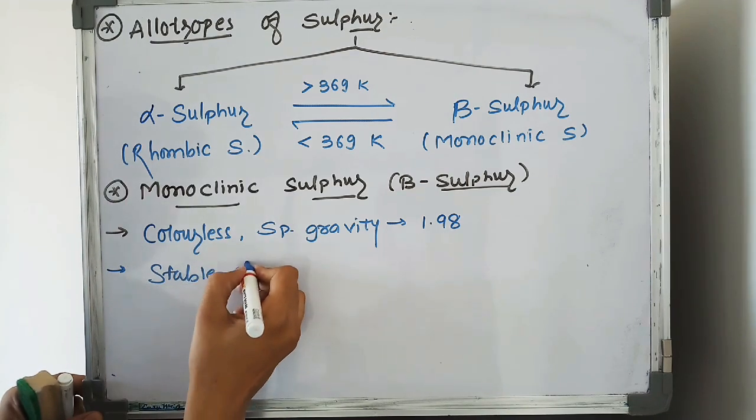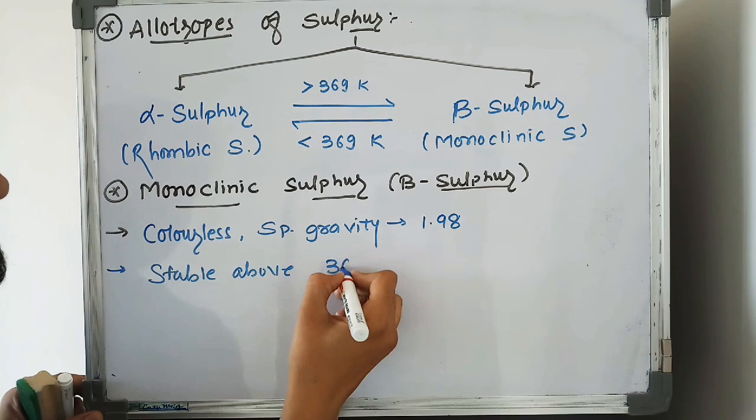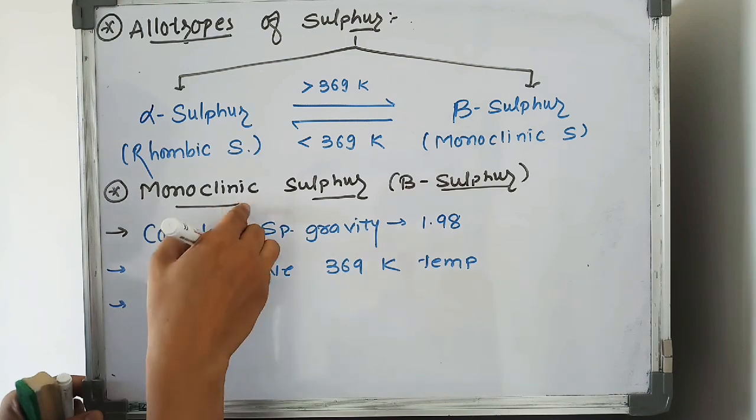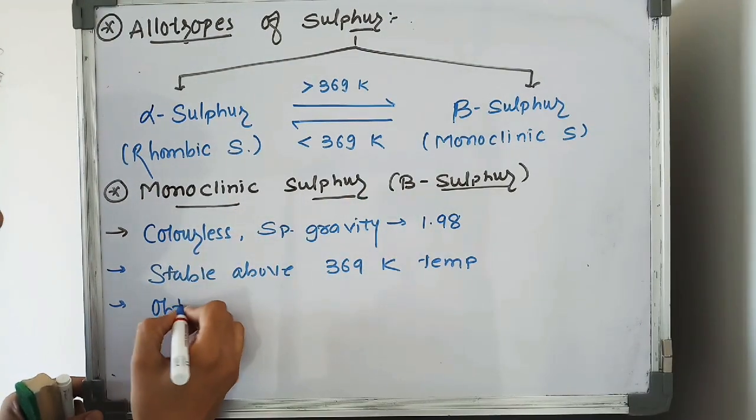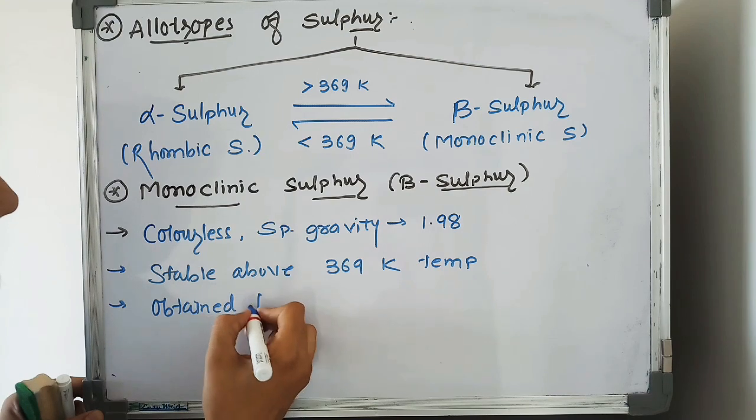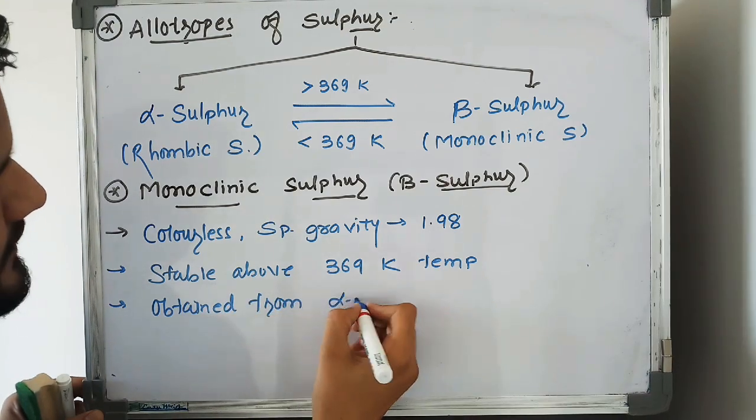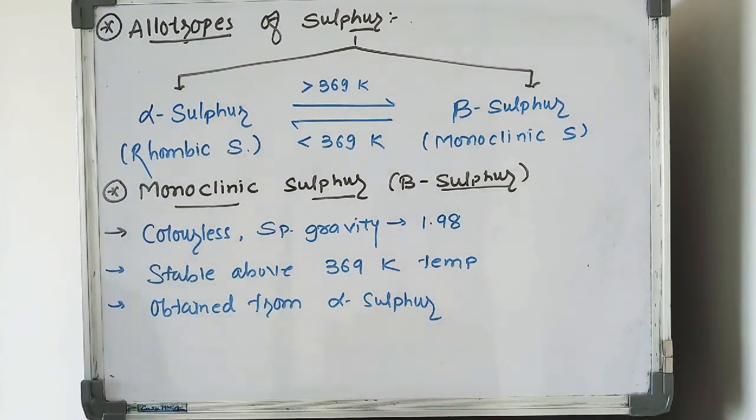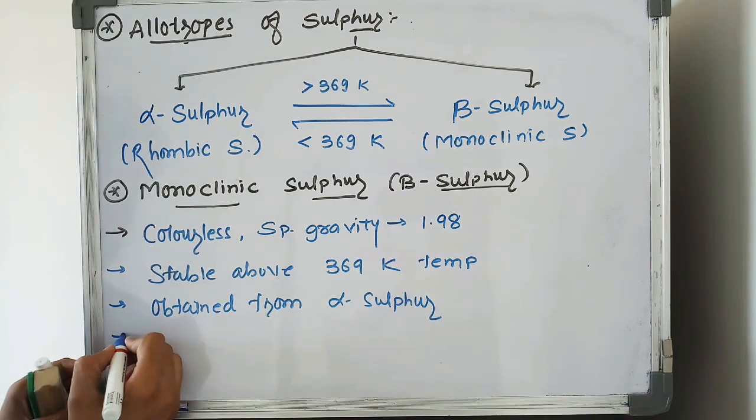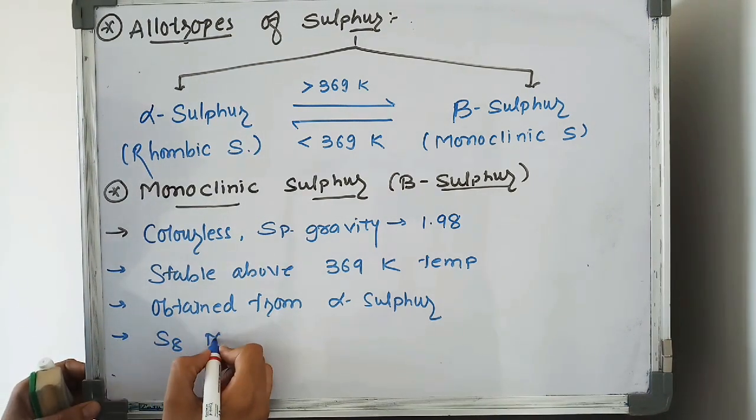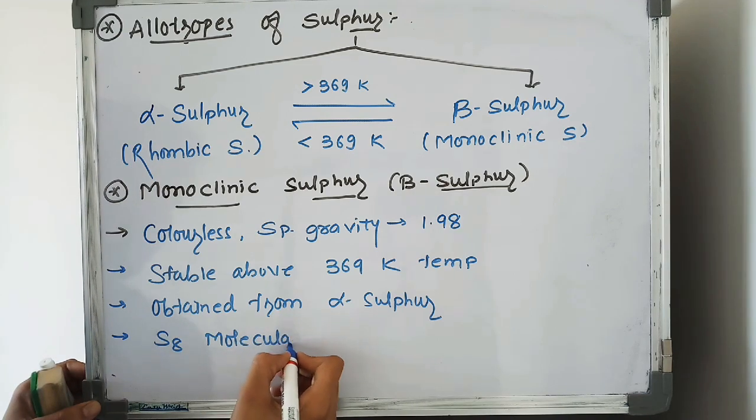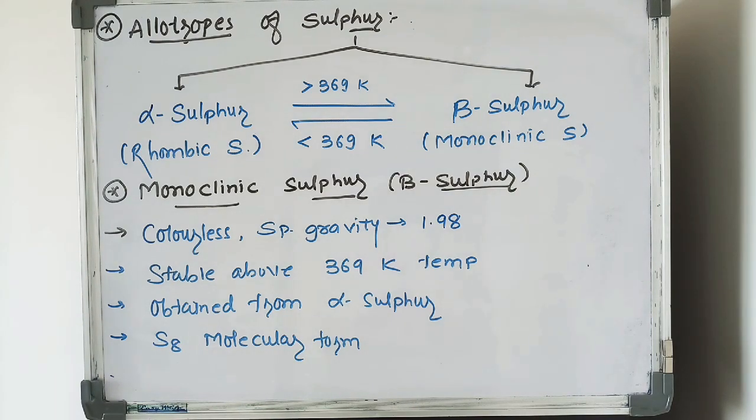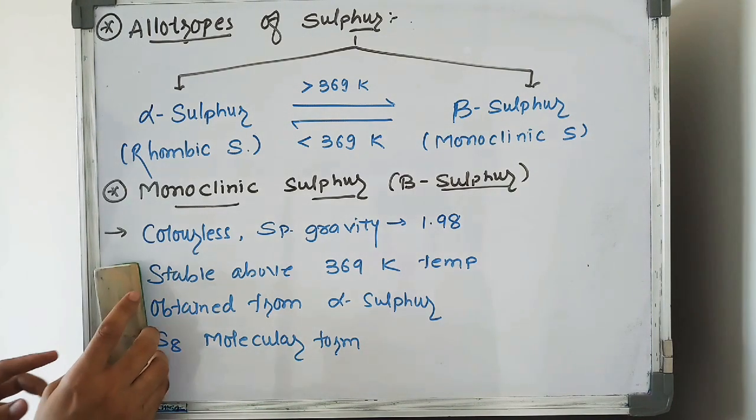Stable above 369 Kelvin temperature, and this type of beta sulfur is obtained from alpha sulfur. It also possesses the S8 molecular form. So both alpha and beta sulfur possess the S8 molecular form.